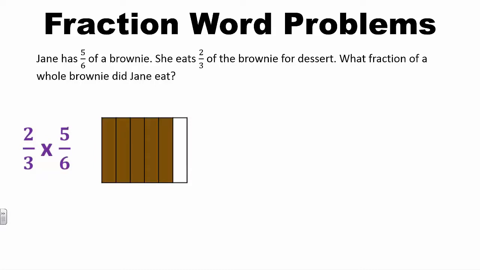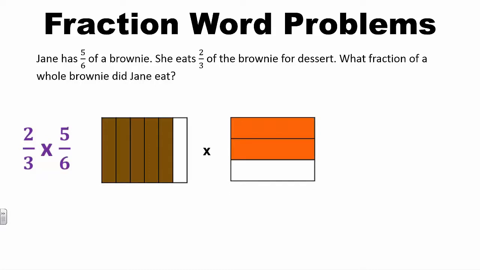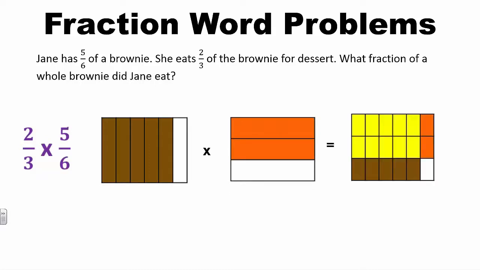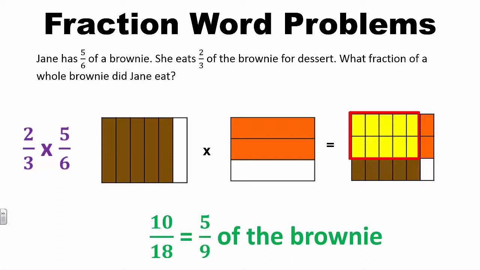The model represents the 5/6 of the brownie that Jane has. She eats 2/3 of the 5/6 brownie. If we merge the two models together, we can represent 2/3 of 5/6. The yellow overlap shows 2/3 of 5/6, which represents 10/18 of the whole brownie. So Jane ate 10/18 of the whole. If we divide both the numerator and denominator by 2, we find that 10/18 is equivalent to 5/9.